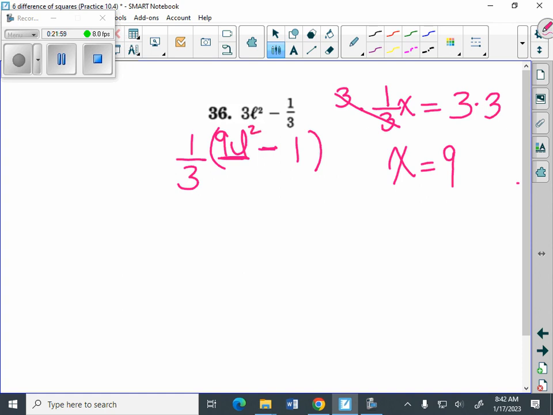Can't forget the squared. And then can we break this down into the difference between two squares? Well, I think so. 9 is 3 times 3. L squared is L times L. 1 is 1 times 1. Difference between two squares, different signs. It's going to be the same idea on the next problem.